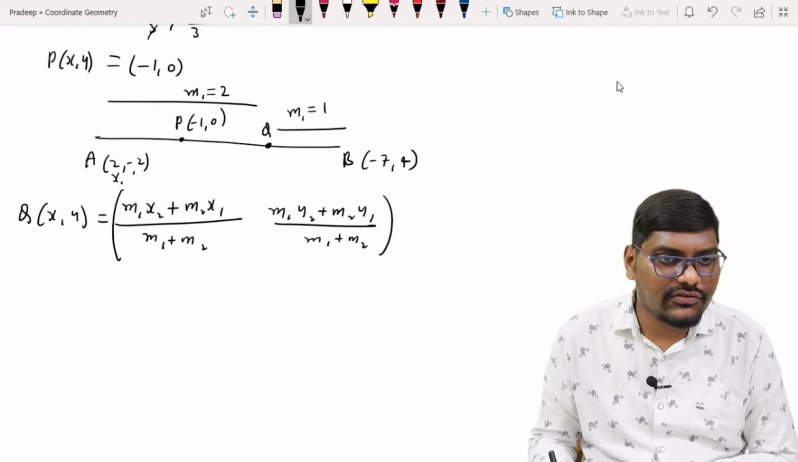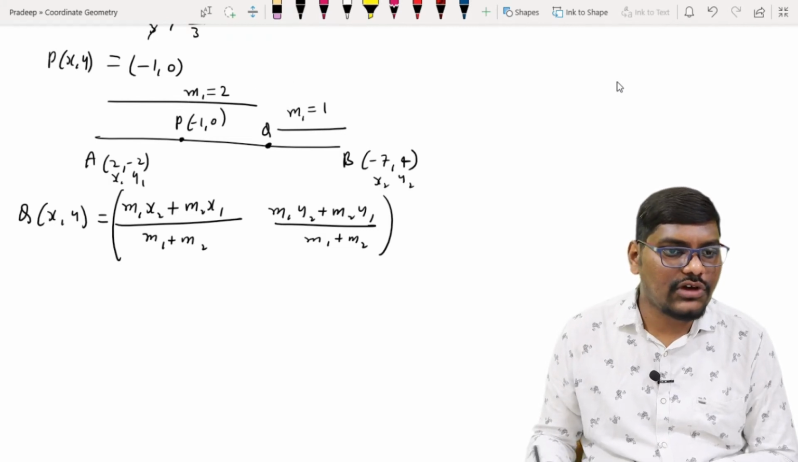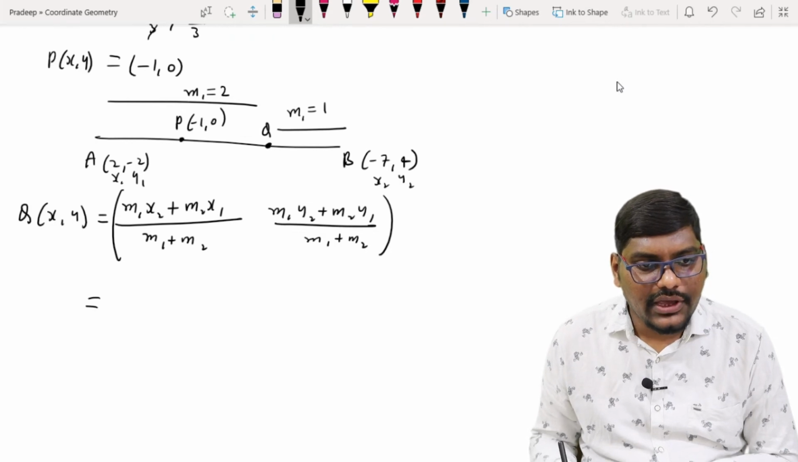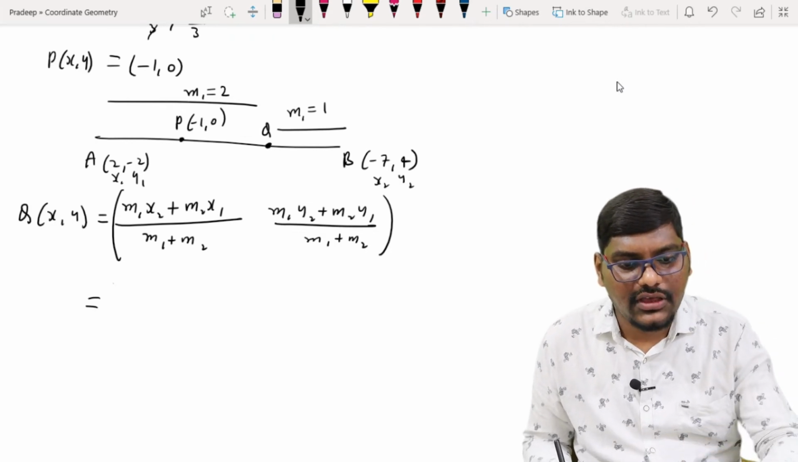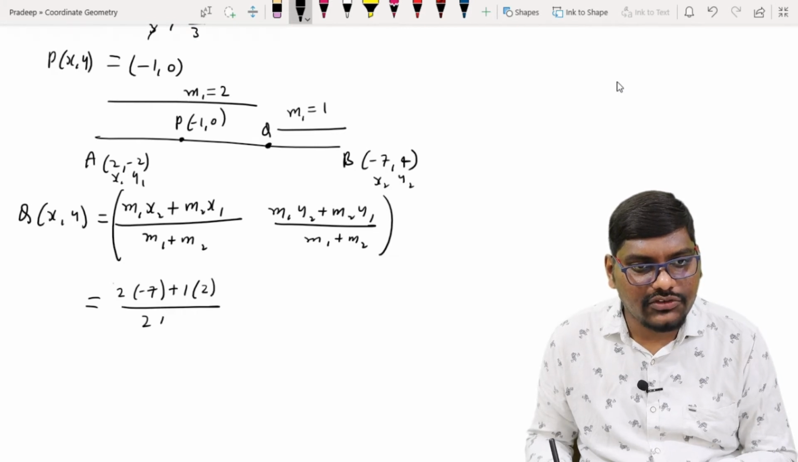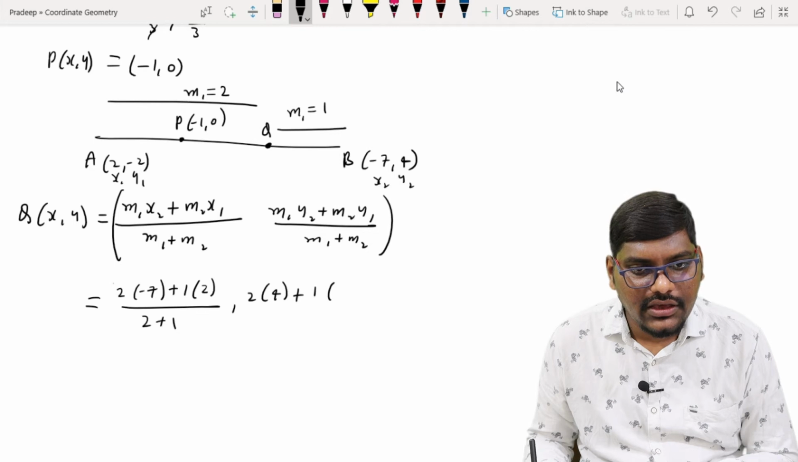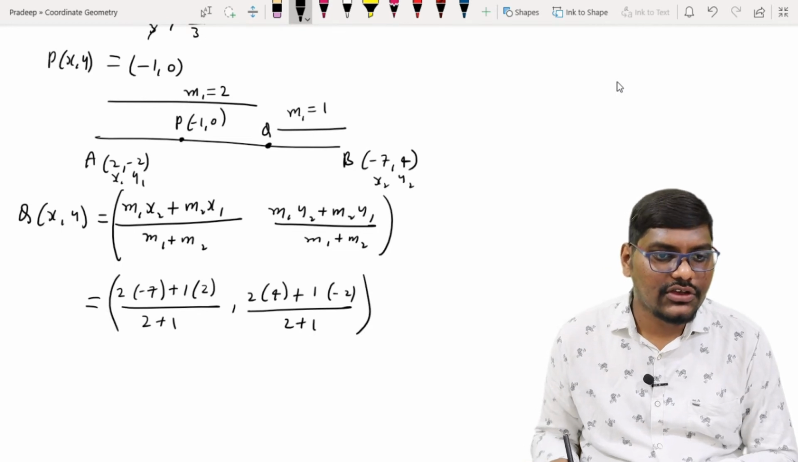This is x1, this is y1, x2, y2, where we have m1, m2 also. Let's substitute the values. So m1 is 2, and x2 is minus 7, whereas m2 is 1, x1 is 2. So m1 plus m2 is 2 plus 1, and m1 is 2, y2 is 4, and m2 is 1, y1 is minus 2. Then m1 plus m2 is 2 plus 1. So let's further solve this.